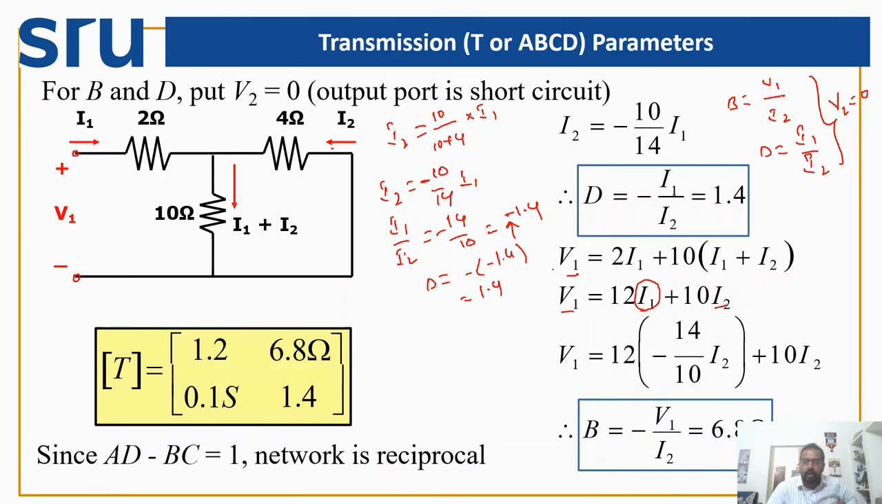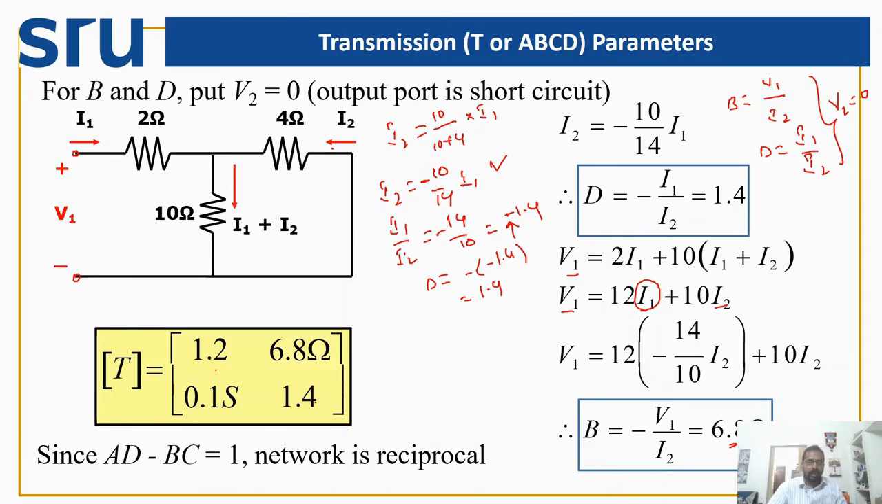So how do we eliminate? By making use of this particular equation, that is I2 equal to minus 10 by 14 I1. If we substitute over here, we are going to get the relationship between V1 and I2 as 6.8 ohms. So if you write this in matrix form, we are going to have 1.2, 6.8 ohms, 0.1 ohms and 1.4.